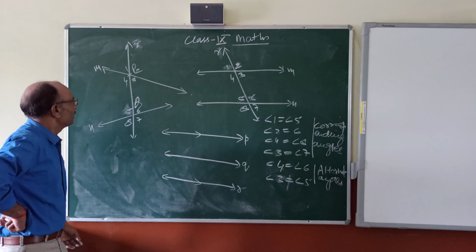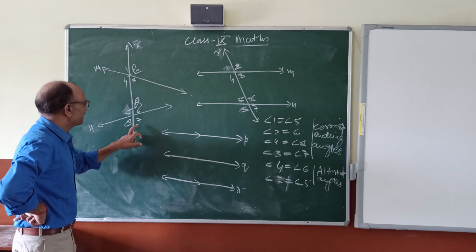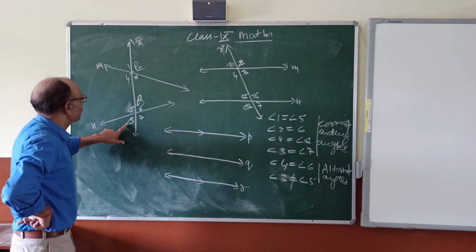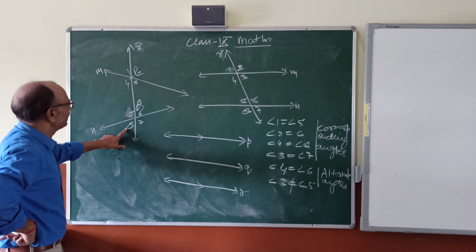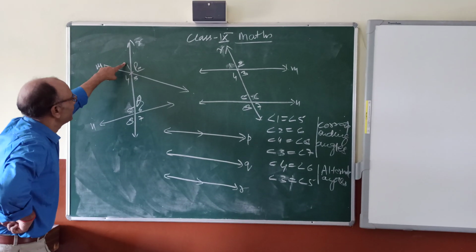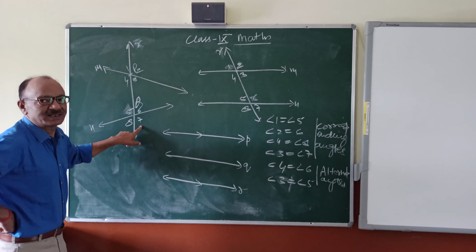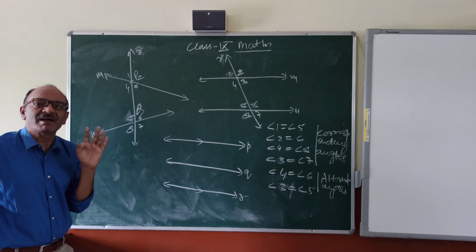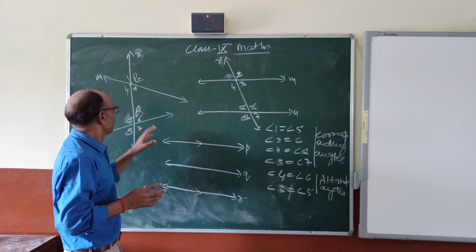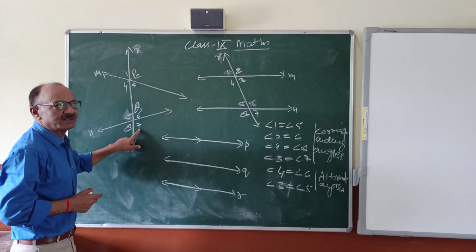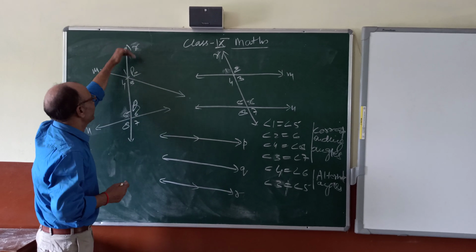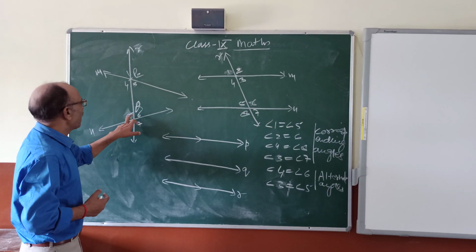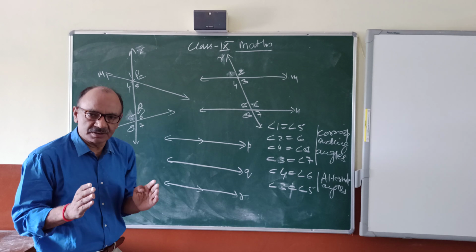Now 1, 2, 8 and 7 are exterior angles because they are outside the lines, below and top. 4 and 3, 5 and 6 are between the two lines, so they are called interior angles.